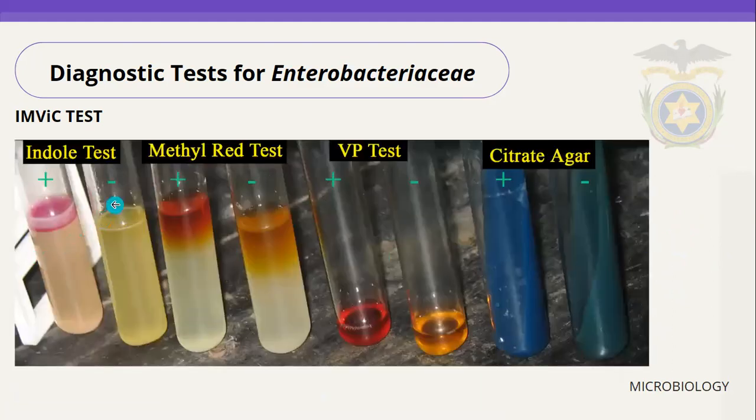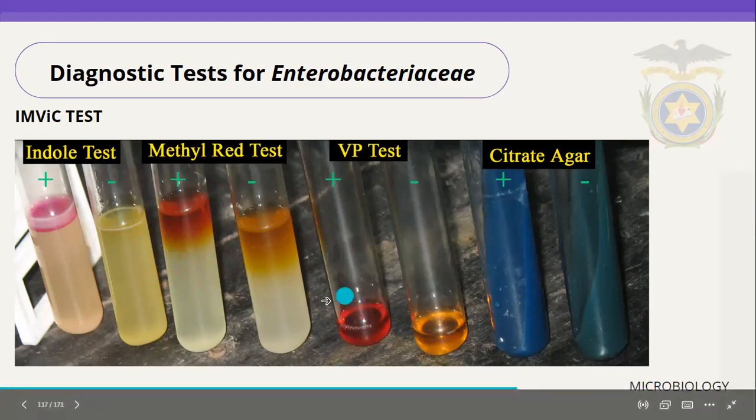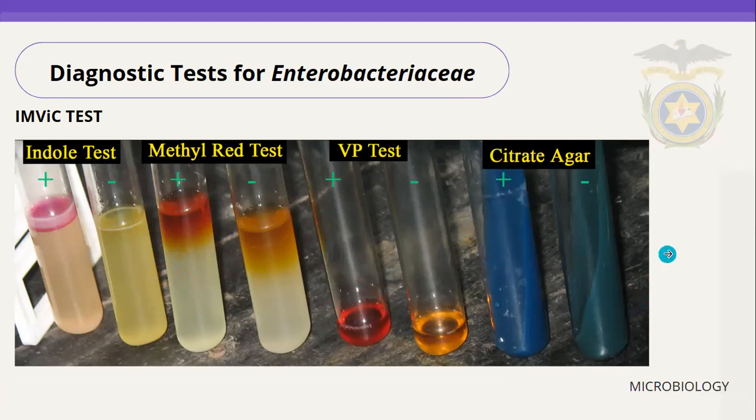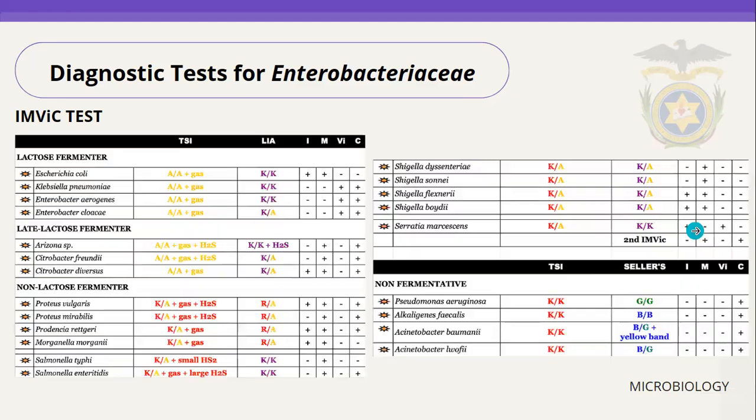So here are the IMViC tests and their positive and negative reactions. For the first one, we have the indole test showing a pink ring here as our positive reaction, and for the methyl red, we have the distinct red color at pH less than 4.5. For the VP, it's pink or red color. And for citrate, we have blue as the positive color.